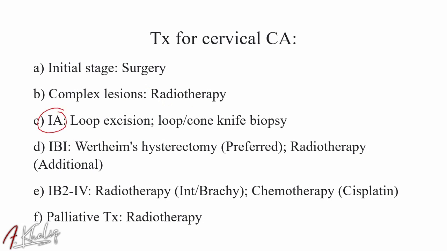For the 1A stage, you can go with the loop excision or cone knife biopsy. In 1B1, you can use the Wertheim's hysterectomy, which is the preferred method. You can also go for the radiotherapy, which is just an additional method. From stage 1B2 to stage 4, you can use radiotherapy. It can be internal. You can go with the chemotherapy, for example, cisplatin. And for the palliative treatment, you can go with the radiotherapy.